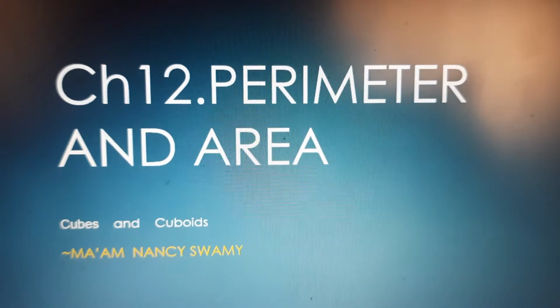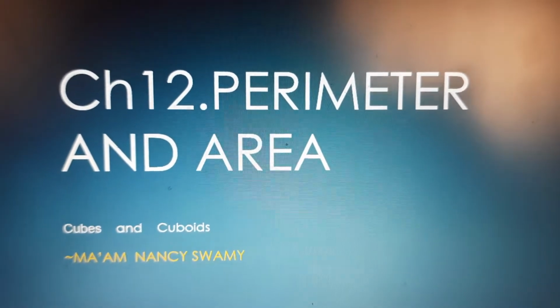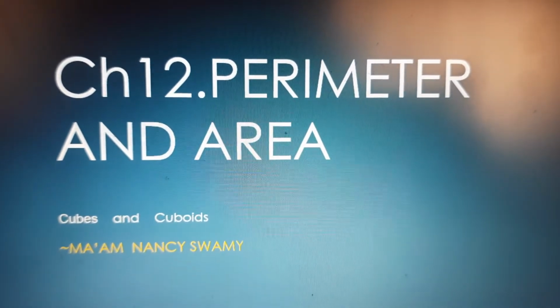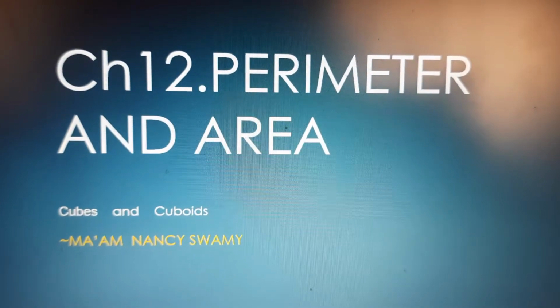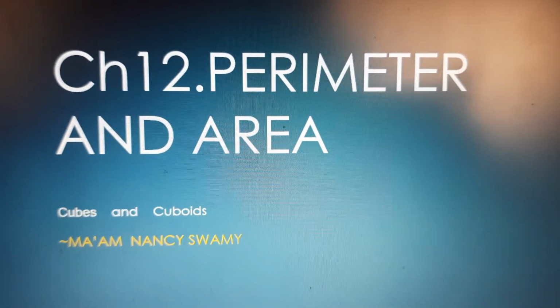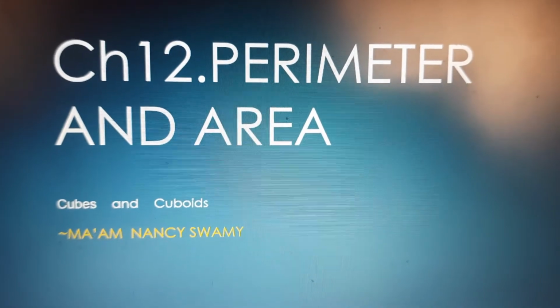Chapter 12 Perimeter and Area, and it's time now we plunge into cubes and cuboids, but before that the one sum that is left out, that is sum number 5, we will solve that first.